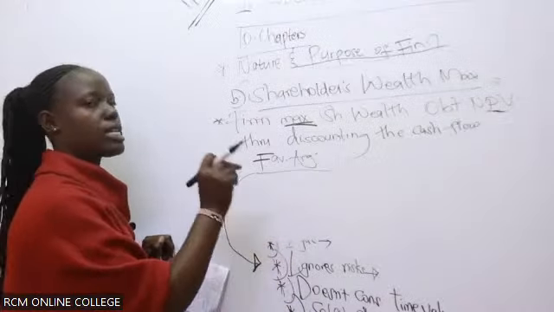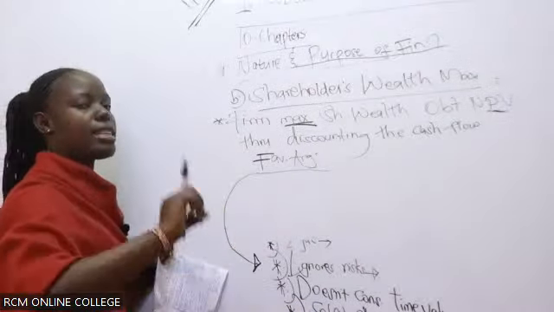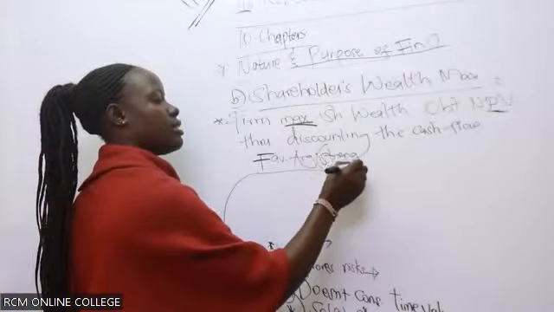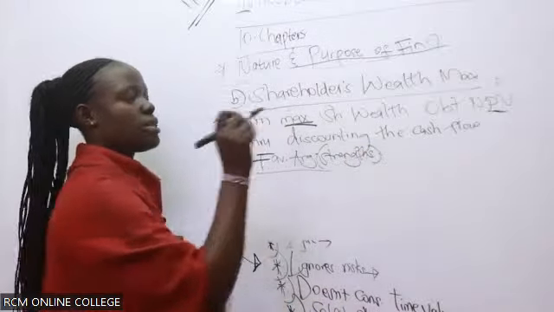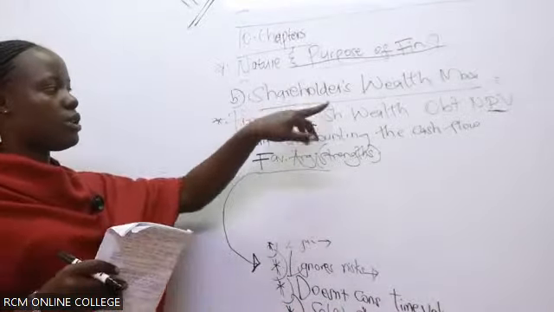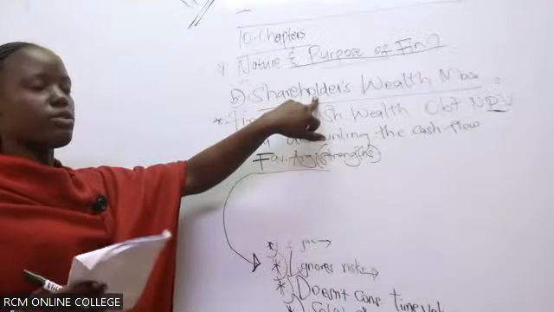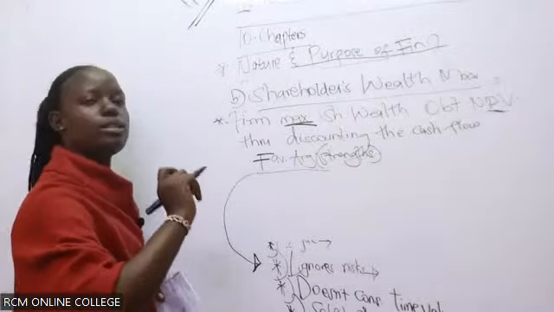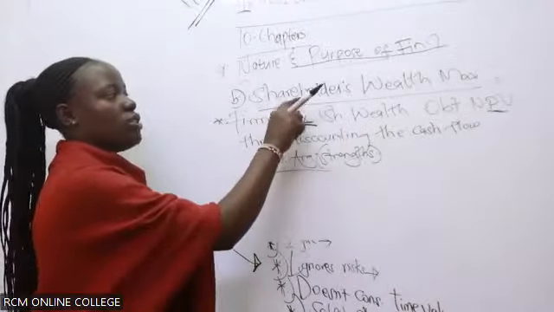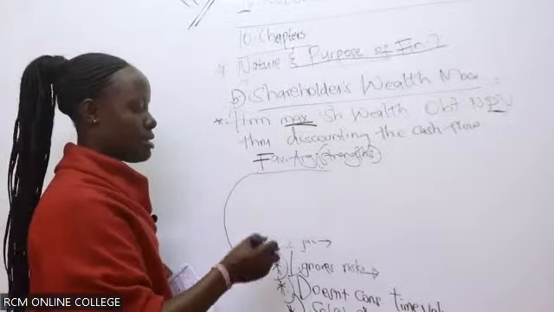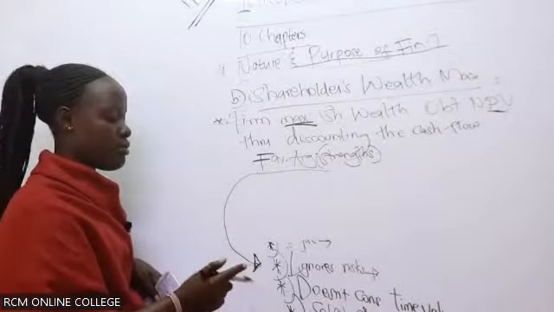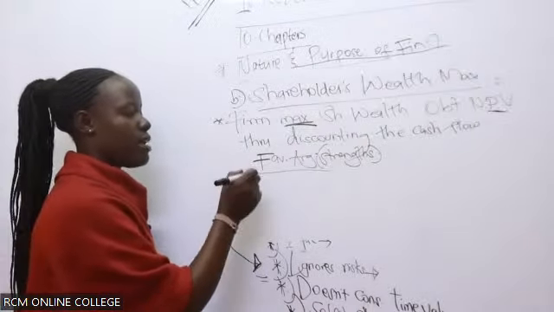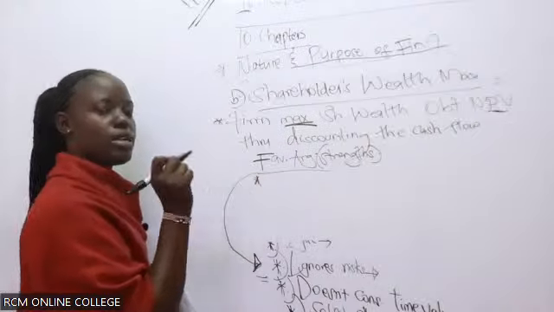So the weaknesses or limitations of profit maximization are the strengths or favoring arguments of shareholders' wealth maximization. So when you are told, why do finance members choose shareholders' wealth maximization, they're simply telling you to discuss its favorable arguments. And these favorable arguments are generated from the limitations or weaknesses of profit maximization. The first favorable argument is that it considers risk.